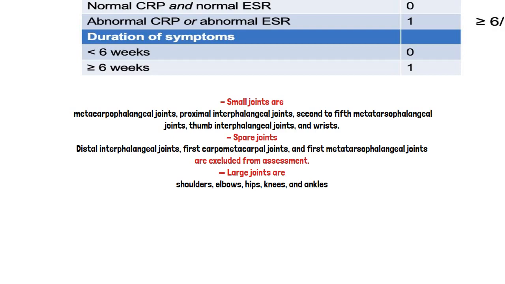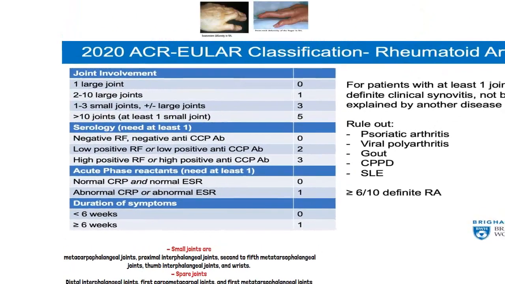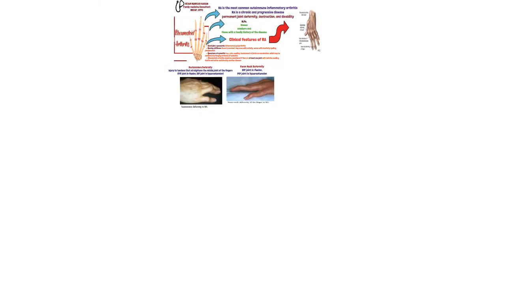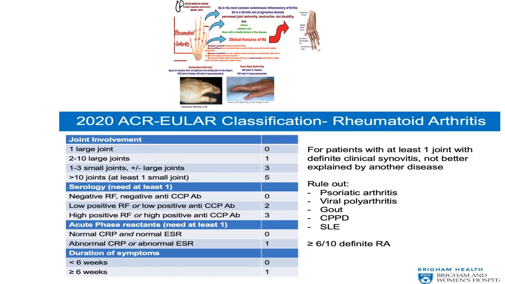Large joints are the shoulders, elbows, hips, knees, and ankles. Again, in this category, at least 1 involved joint must be a small joint, and the other joints can include any combination of large and additional small joints, because rheumatoid arthritis mostly affects small joints. The third category is serology. We need at least one positive test to give a score to the patient. We assess rheumatoid factor and anti-citrullinated protein antibodies, or anti-CCP antibody.